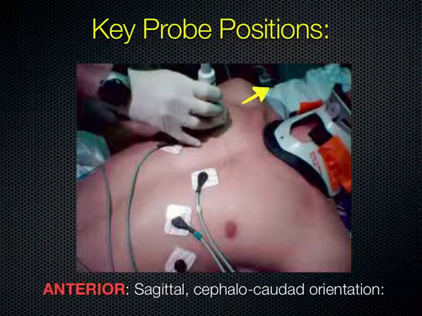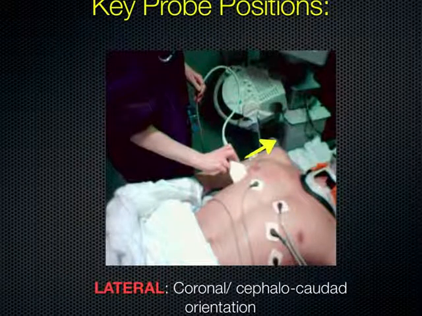There are several key probe positions. The indicator for the evaluation of the anterior chest should go towards the head. This is the orientation marker. Anteriorly we look at the sagittal orientation, with cephalocaudal orientation, intersecting two ribs and the pleural line beneath. Laterally, with the probe indicator again towards the head, we achieve a coronal picture.